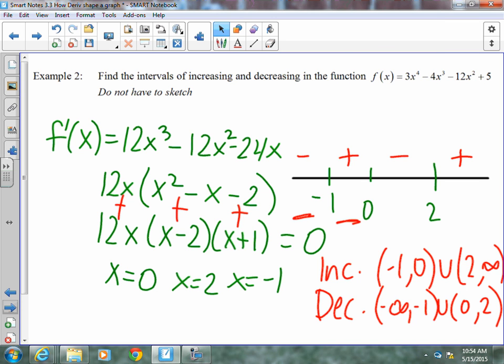So, this graph is increasing from negative 1 to 0 and 2 to infinity, and it's decreasing from negative infinity to negative 1 and from 0 to 2. Keep in mind, if you're looking at the increasing and decreasing up here, it will not always go negative, positive, negative, positive. There are times when you will have 2 negatives in a row or 2 positives in a row, so don't get in the habit of finding the first one and just making up the rest.